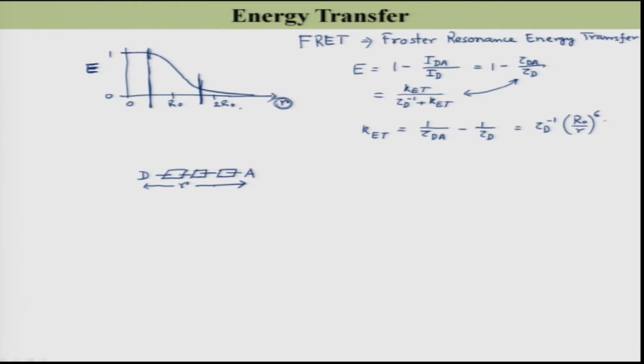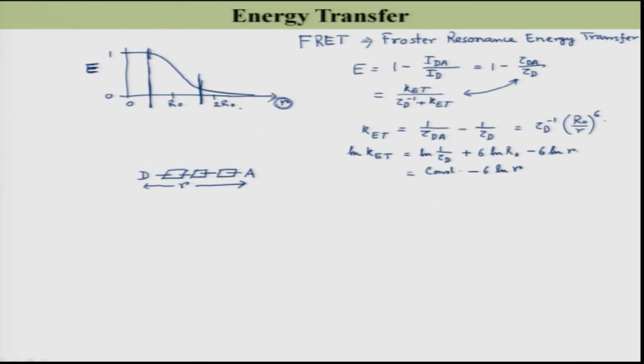Now, if you look at this equation, k_ET equal to tau_d inverse times (R_0 by R) to the power 6, and you take ln on both sides, then I can write ln k_ET is equal to ln 1 over tau_d, because this is tau_d inverse, plus 6 ln R_0, minus 6 ln R. Here ln 1 over tau_d is a constant, and 6 ln R_0 is a constant because R_0 is a constant. So, some constant minus 6 ln R.